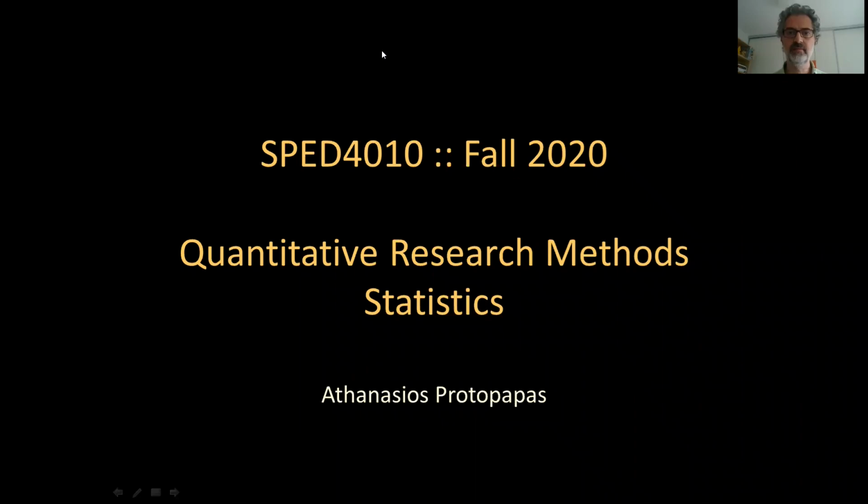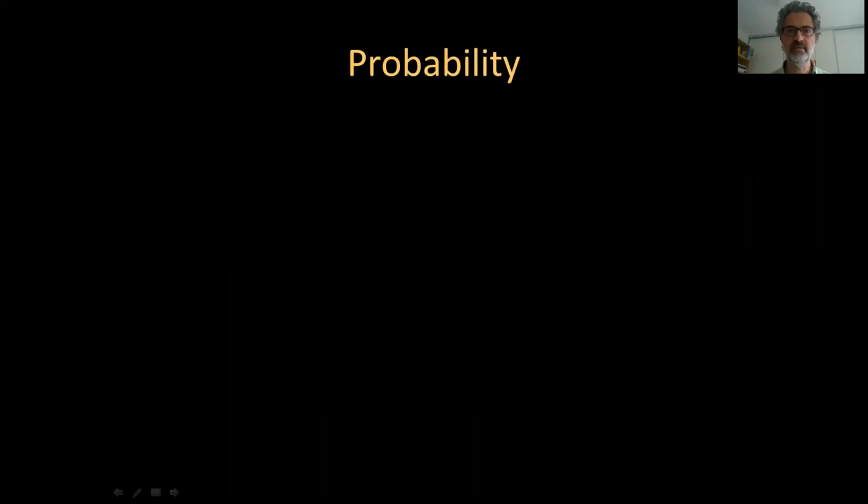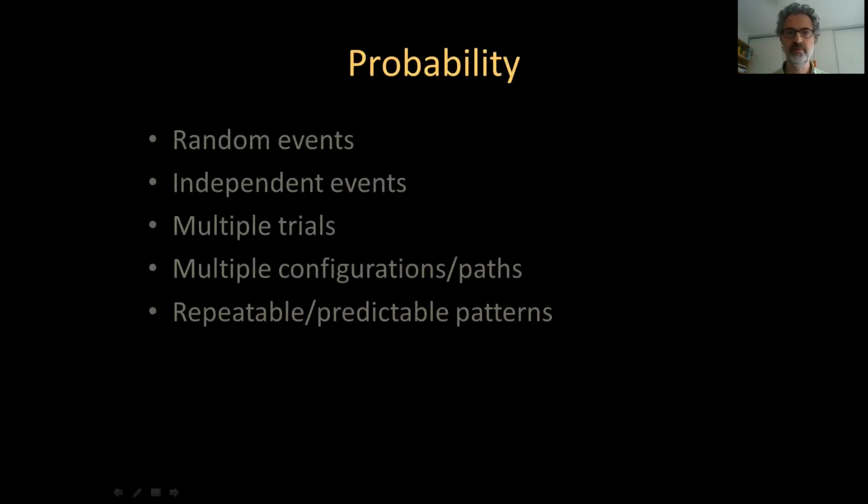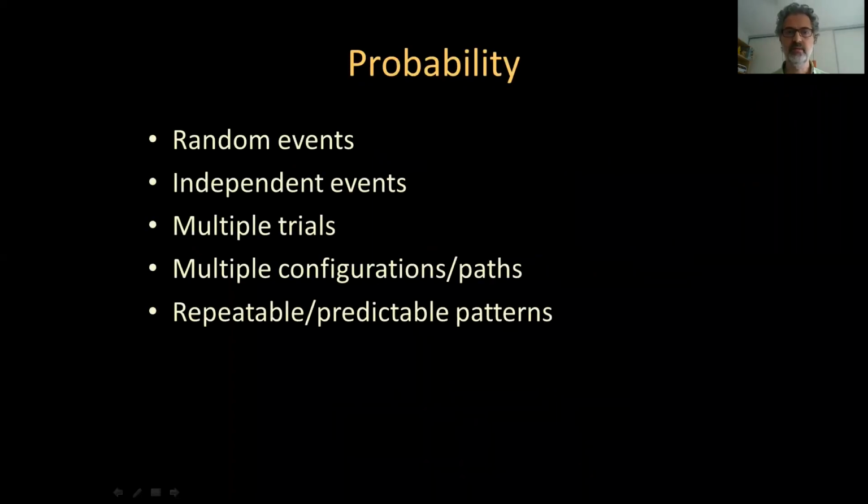In this video, we will talk about some important concepts in the domain of probability. So we will see things like random events, independent events, multiple trials, multiple configurations or paths, and repeatable or predictable patterns, and how these are all related with the concept of probability.